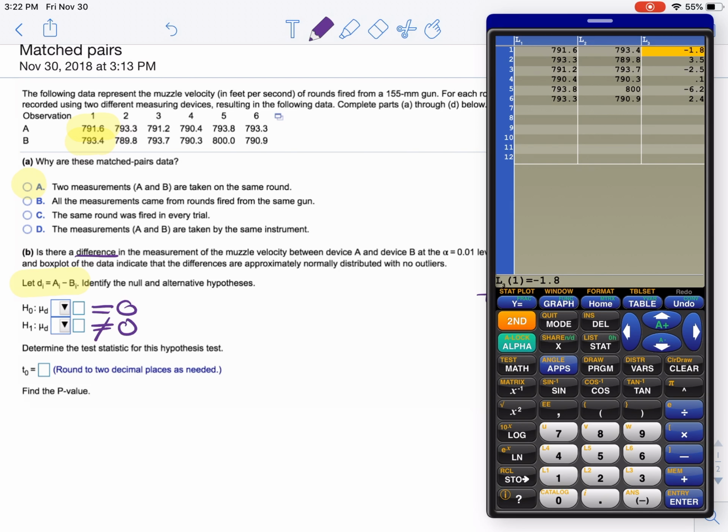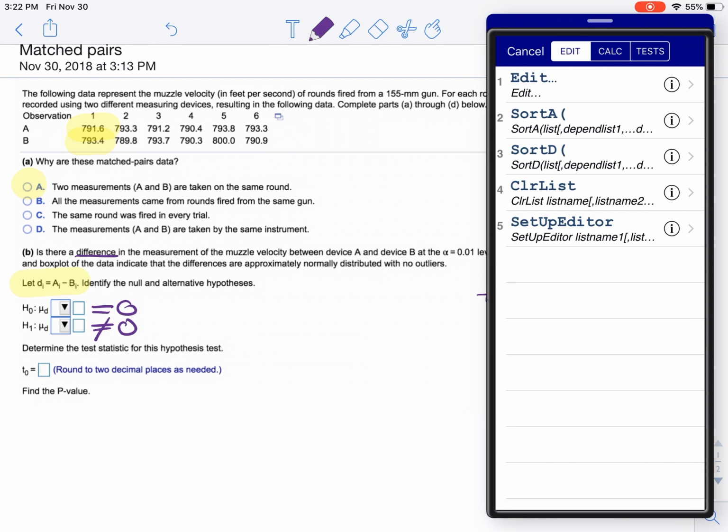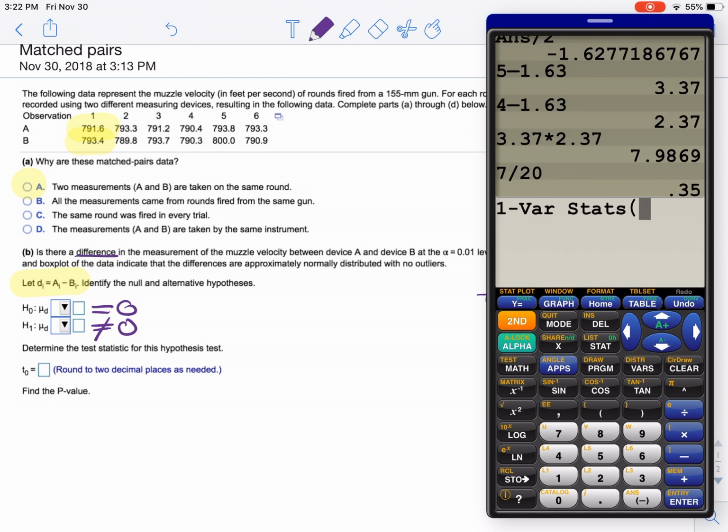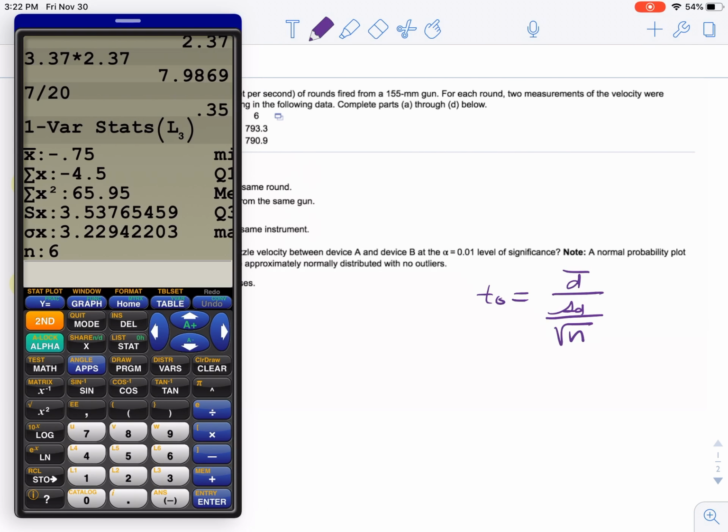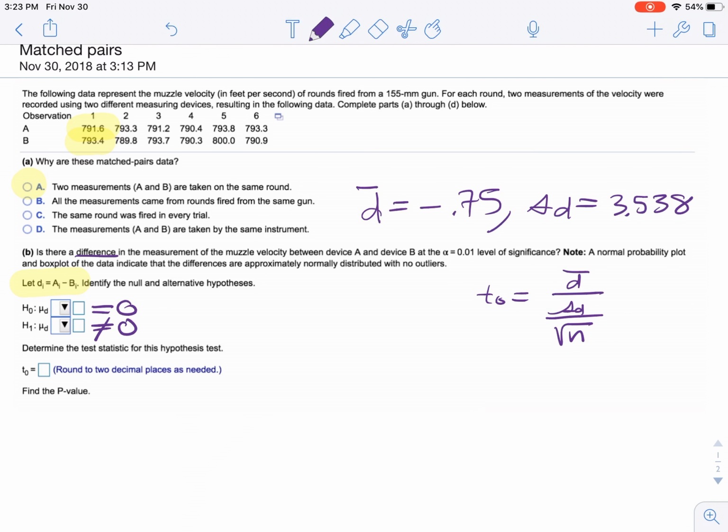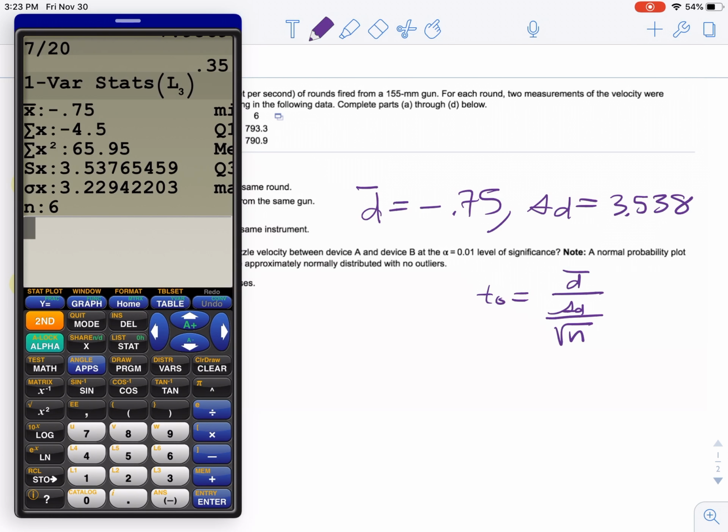And now let's find the mean and standard deviation of those differences. Stat, calc, 1-Var Stats, and we'll put in L3. Those are the differences. So we get that D bar is negative 0.75, SD is 3.538. That's it. We have N is 6, so let's find T.